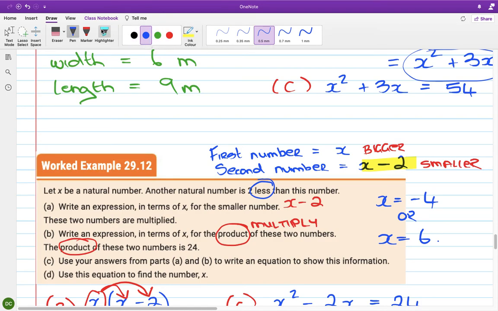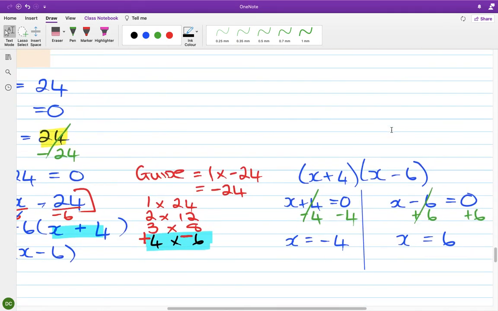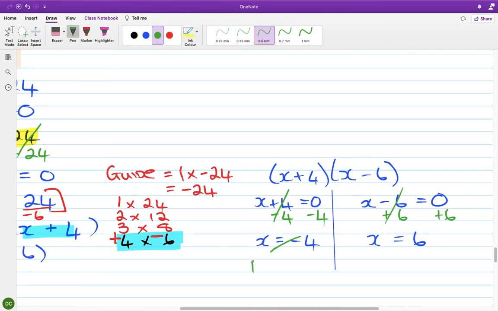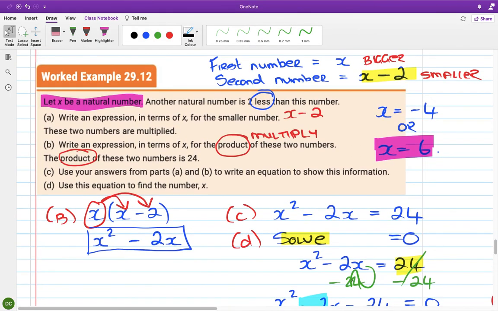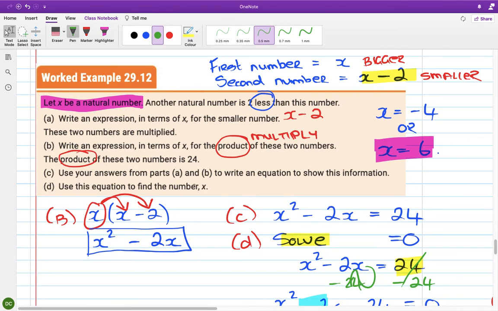So look at the very first line. It says x is a natural number. Okay, only one of these is a natural number. The 6. Okay, so we would need to go back and reject the negative one as it's not natural. Okay, so what was the question? Use this to find x. So we did. x is 6.